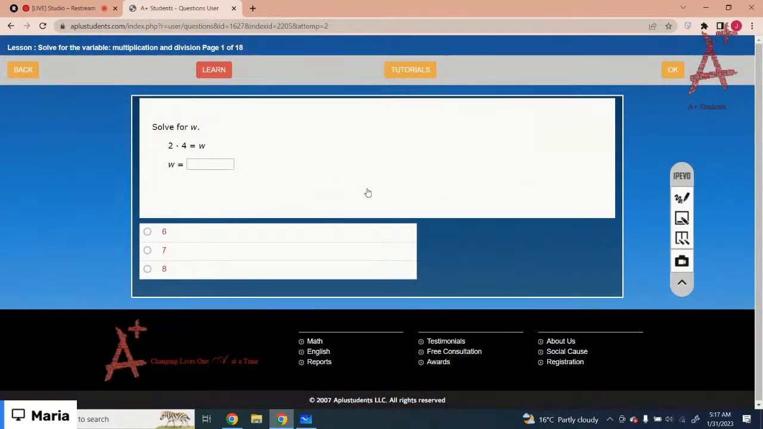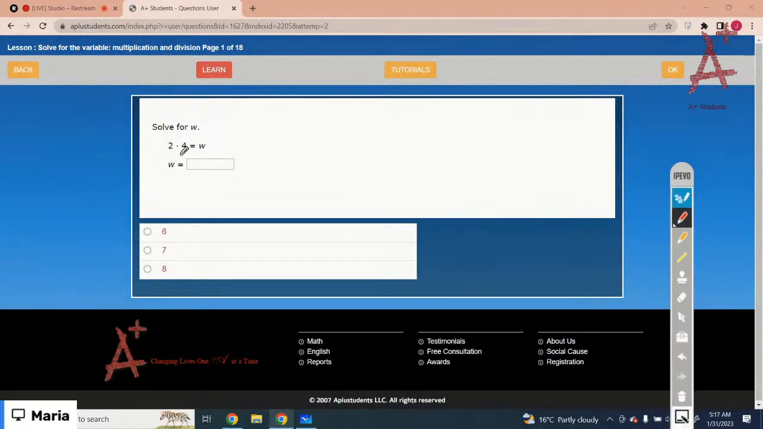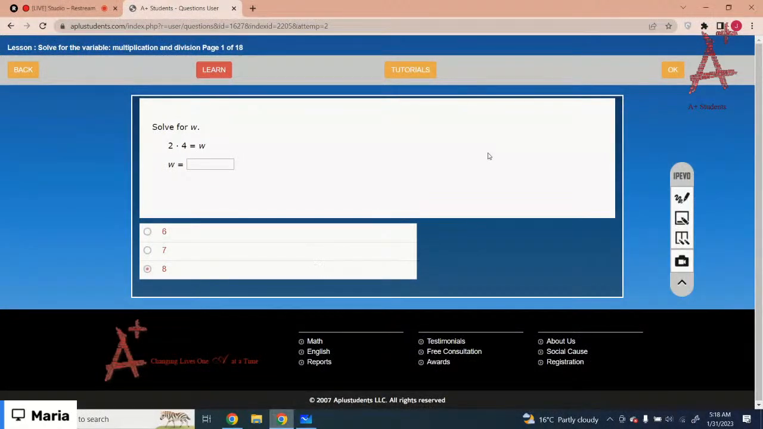Okay, solve for W. W is already isolated, or alone, on the right hand side. So here you have 2 dot 4. Basically the dot means multiplication. They are multiplying. So 4 times 2 makes 8. So W equals 8. The correct option is 8. Just select the correct option and then click on the OK button.